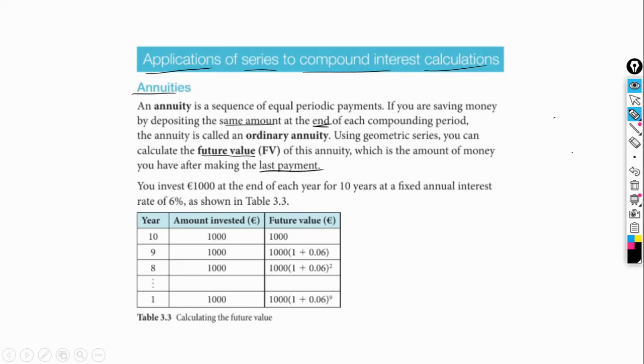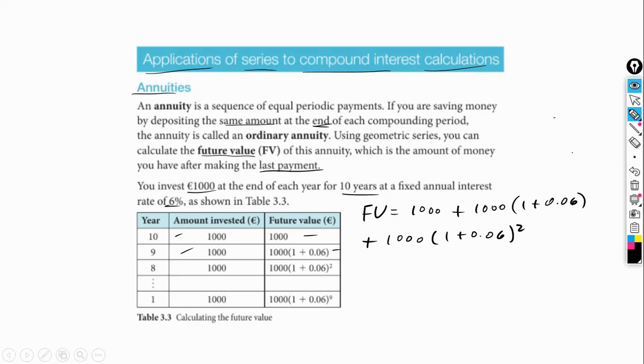So let's say you invest 1,000 euros at the end of each year for 10 years at a fixed annual interest rate of 6%, as shown in table 3.3. So you start in year 10 with 1,000, the next year you deposit another 1,000, and here you get the future value. So notice that in general, we could say that the future value is going to equal 1,000 for the first year, plus 1,000 times 1 plus 0.06, which is 6%. And then this process repeats because next year it's going to be 1,000 again, but this time times 1 plus 0.06 squared, and so forth, right? Until we get to 1,000 times 1 plus 0.06 to the power of 9.